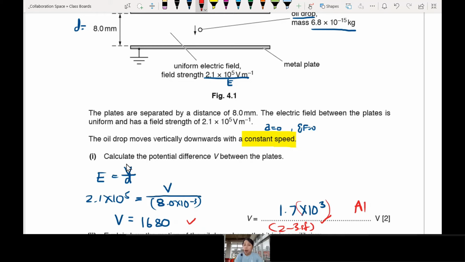One mark here is if you write E equals V over D somewhere in your working. So look at your working, do you have E equals V over D? If you do, give yourself one check mark for the equation. If you didn't write this out, but you show it in the working, it's okay. If I can recognize that this is E and this is D, I can give the mark, but it's a bit risky. So I recommend whenever you're writing working, start off with the equation you're going to use, then only plug in the values. So it's very clear you state, I am using this equation. It gives you the mark.